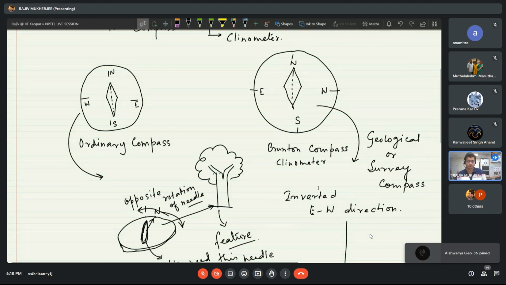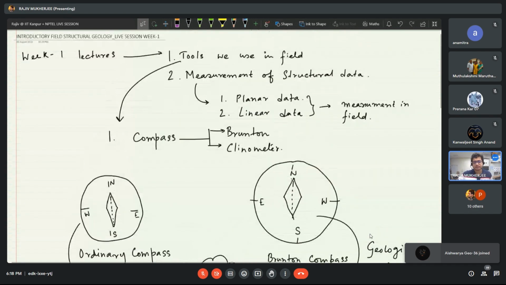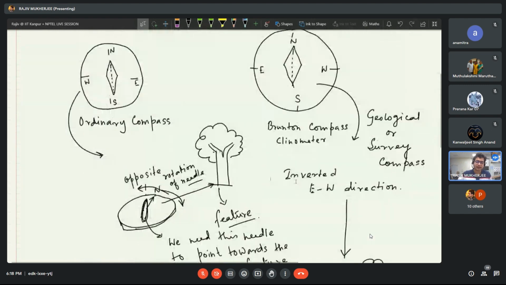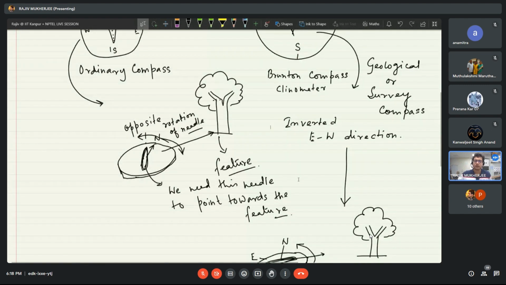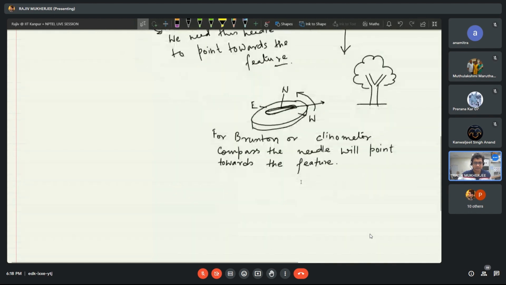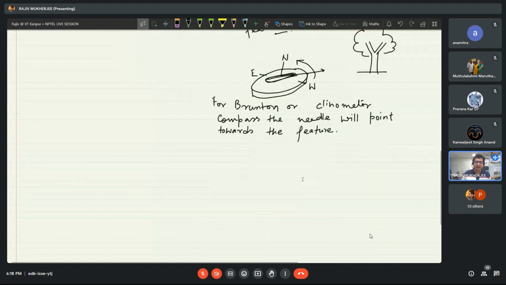Okay, so this is the basic difference that we observe between these kinds of compasses. Now, does anybody have any question regarding the working principle of Brunton compass and clinometer compass?